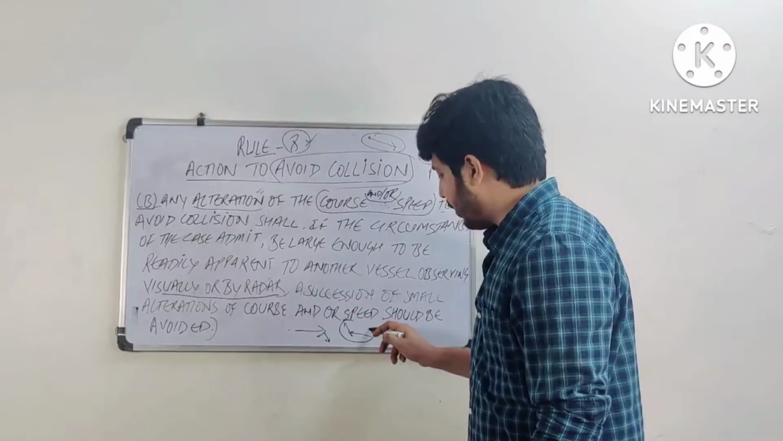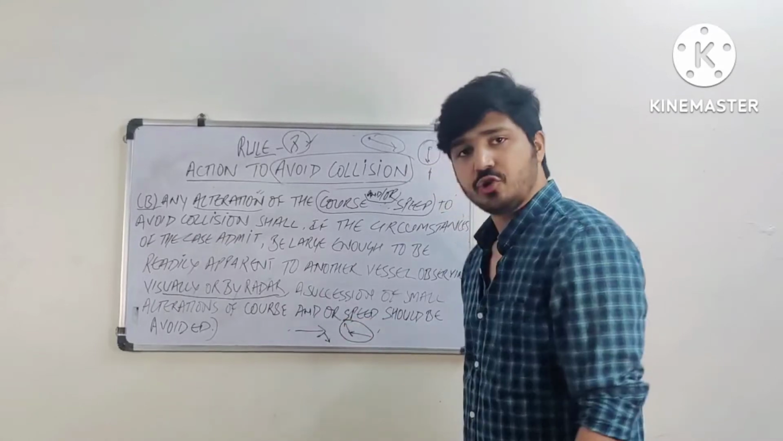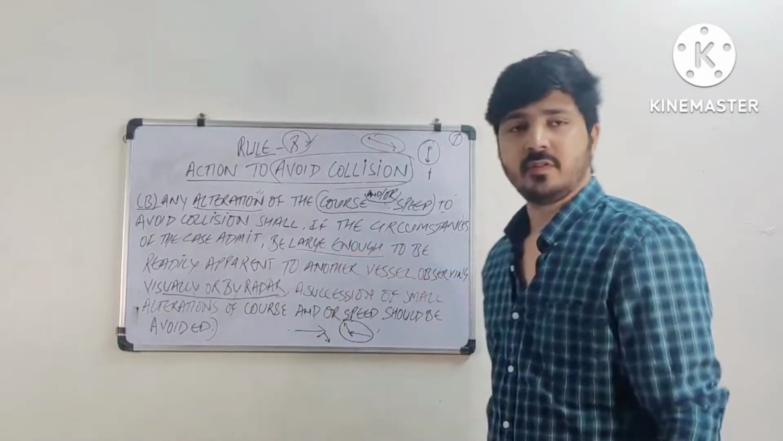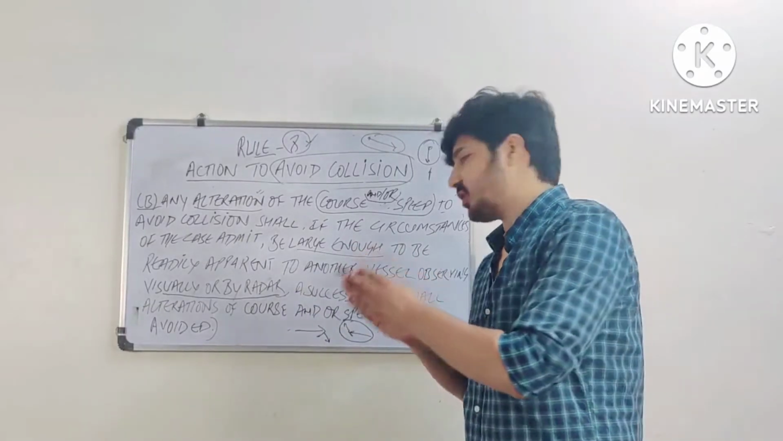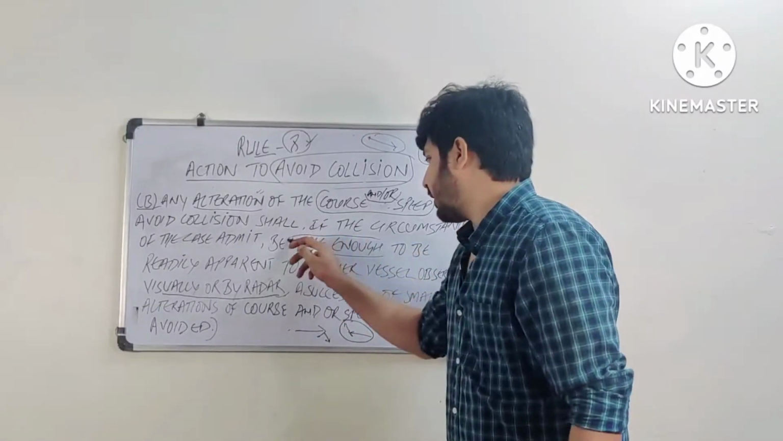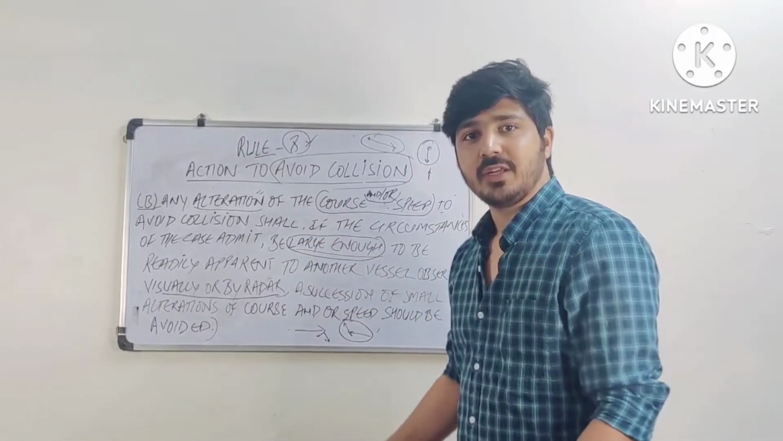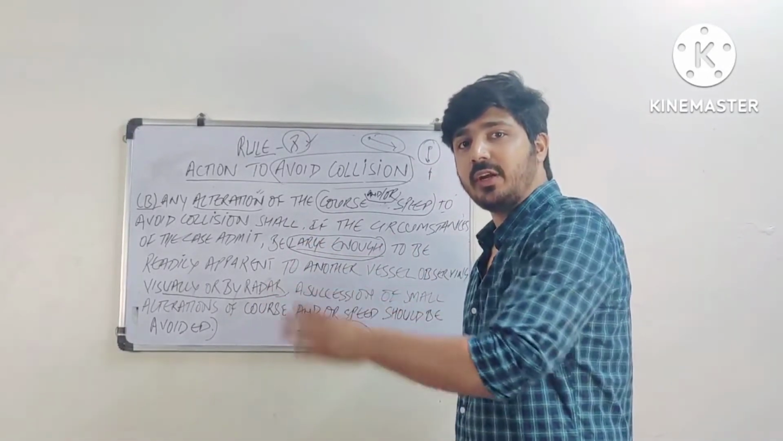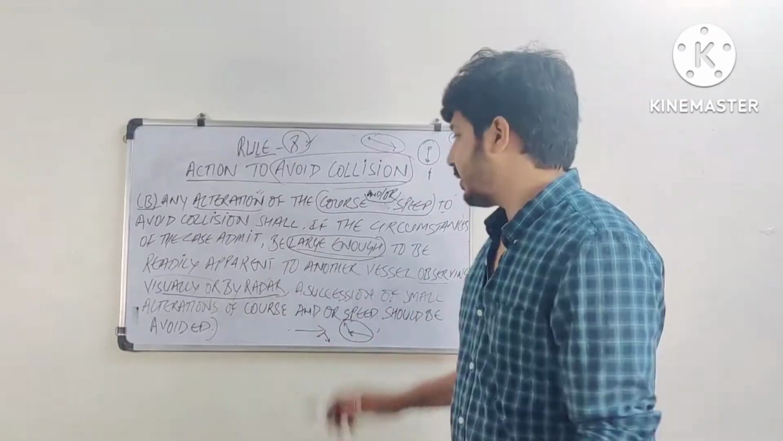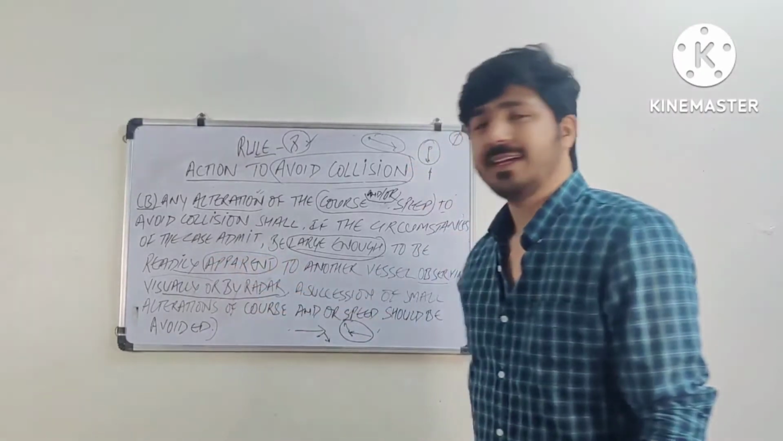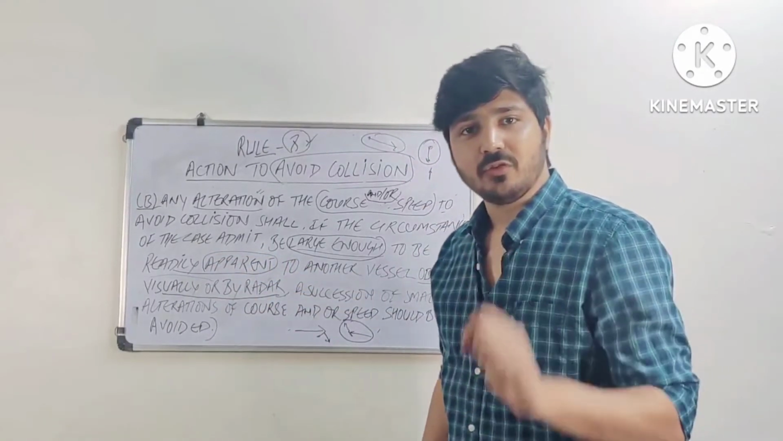So basically your alteration to avoid the collision should be large enough. That is the point you need to take care of. It should not be like 2 degrees, 3 degrees. Put 10, 20, 30 degrees as per the requirement, so that it is readily apparent. So another vessel can see that you are taking the action, and there is no confusion.